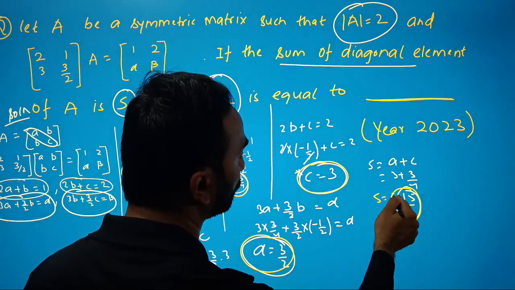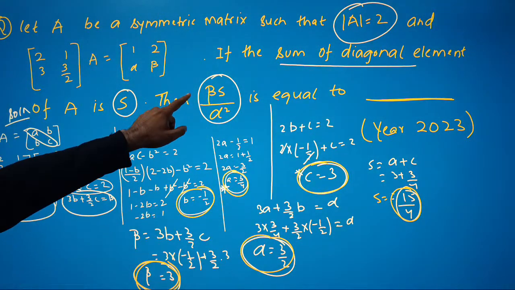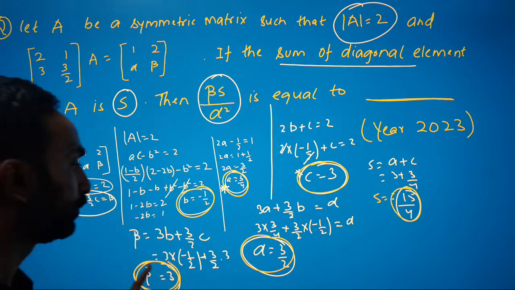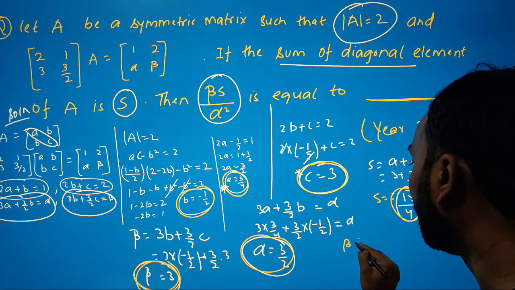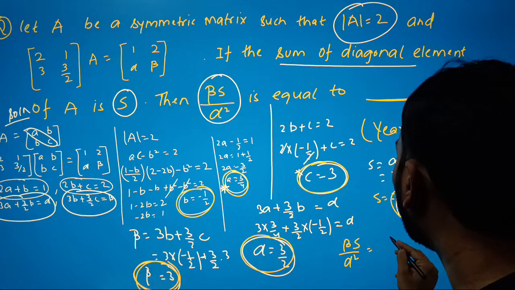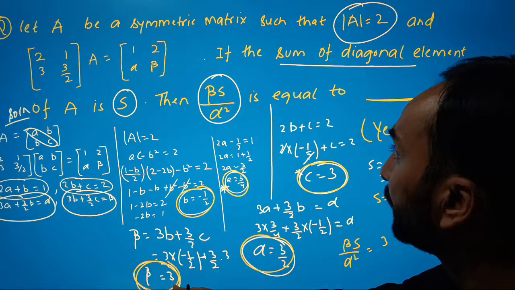15 upon 4. So these are the 6 values I got. Now we have to find beta into S upon alpha square. So the value of beta is what? Beta is equal to 3, right?